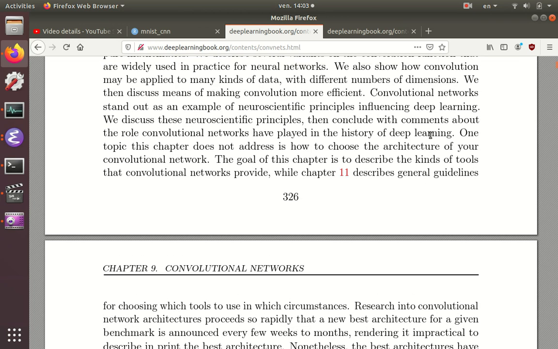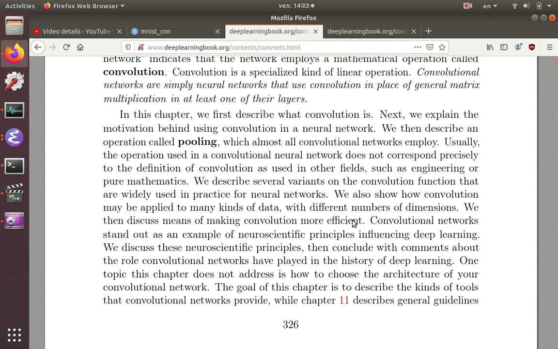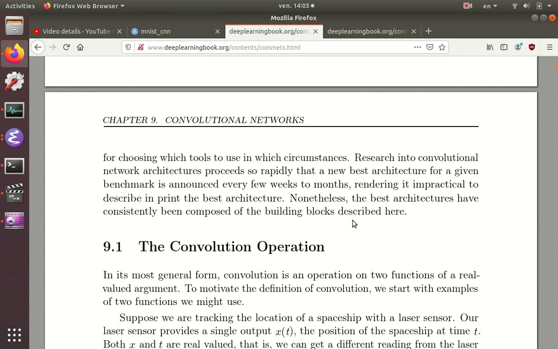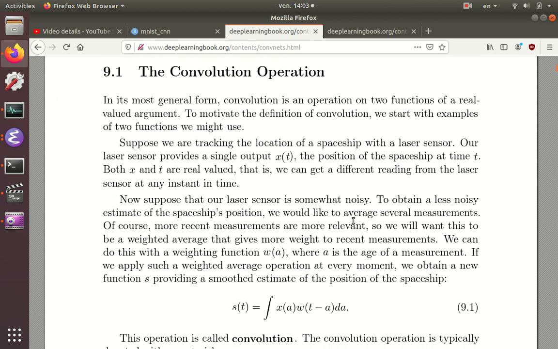And in fact, in the book here, this is a deep learning book, and it gives this definition of a convolutional neural network. It says that convolutional networks are simply neural networks that use convolution in place of the general matrix multiplication in at least one of their layers. So when we talk about convolutional neural networks, we mean that we don't only have fully connected layers anymore. We have at least one layer which is defined by this convolution operation that we're talking about.